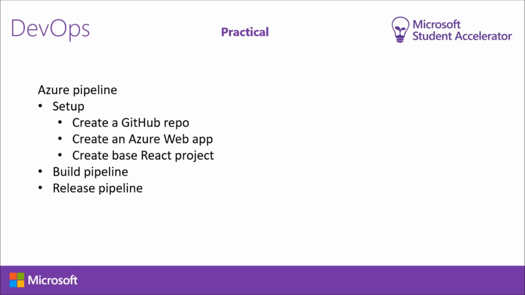In my section, I'm going to go over how to build a build pipeline and a release pipeline. Before we get started on that, we have to do some setup work. So we're going to create a GitHub repo. We're also going to create an Azure web app. This is where we're going to deploy our little test project to using the release pipeline.